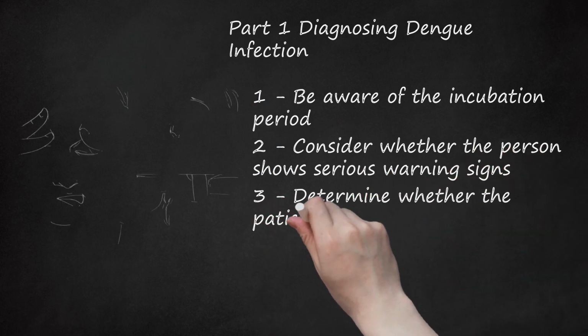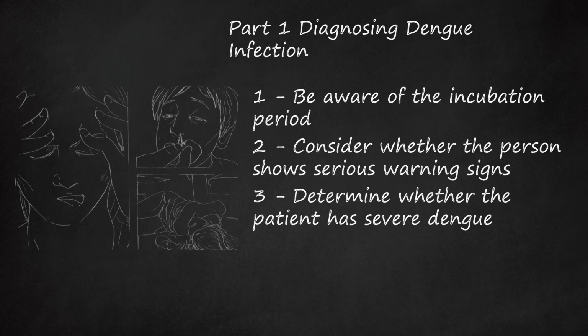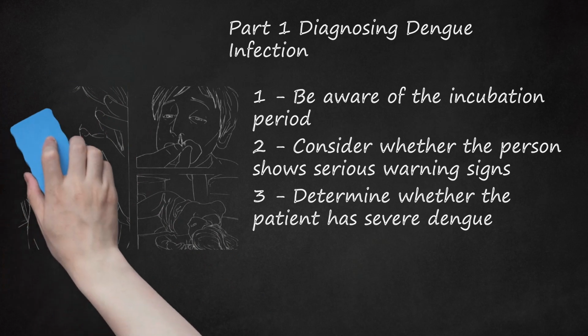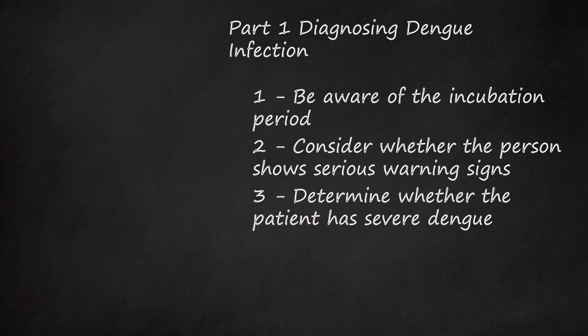3. Determine whether the patient has severe dengue. Severe dengue includes symptoms from both of the above classifications along with any of the following: severe bleeding or blood in urine, severe fluid accumulation in abdomen, lung, loss of consciousness, involvement of other organs, such as heart, leading to further fluid accumulation, low blood pressure, high pulse rate. If any of these symptoms are present, take the person immediately to the nearest hospital.